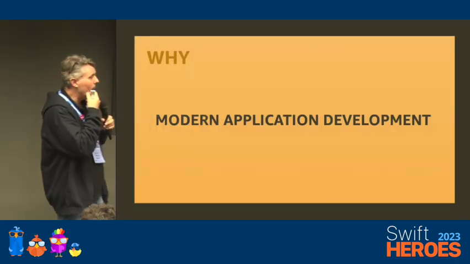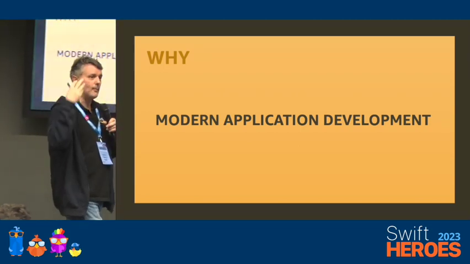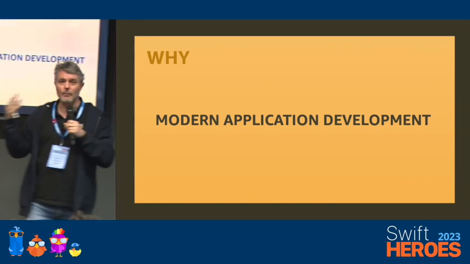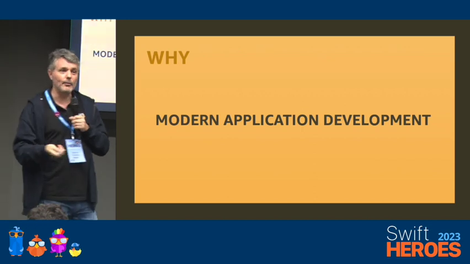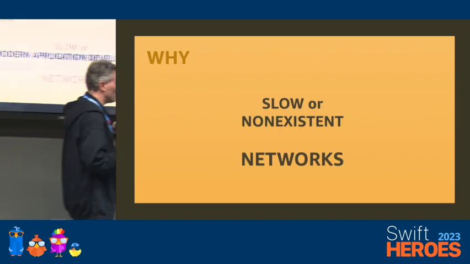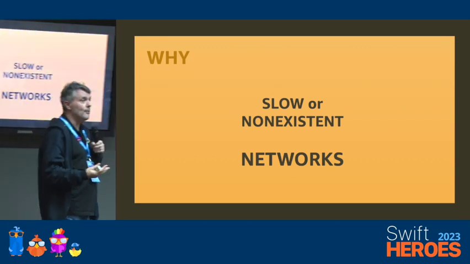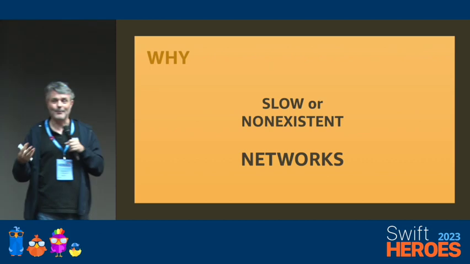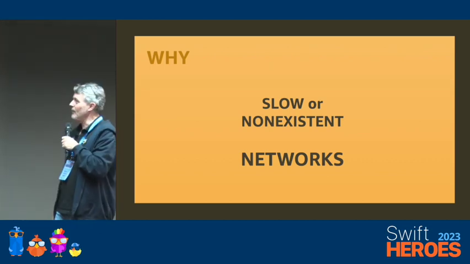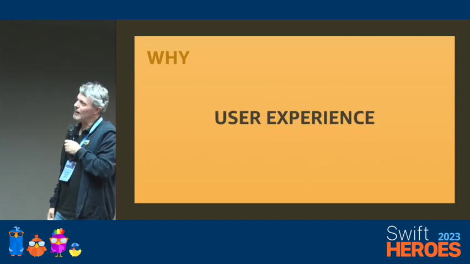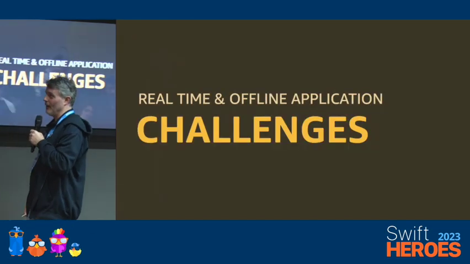So let's talk about the why. You are developing modern applications, and your customers are using applications from the biggest companies in the world, like TikTok, Instagram, and others. They are used to this type of behavior, and they expect the same from your application as well. But the reality is that networking is slow. Did you experience the network here today? Or sometimes non-existent. You might be in a plane, you might be in a tunnel, and there are tons of places on this planet where there is no network. But you want to provide a good user experience to your customer.